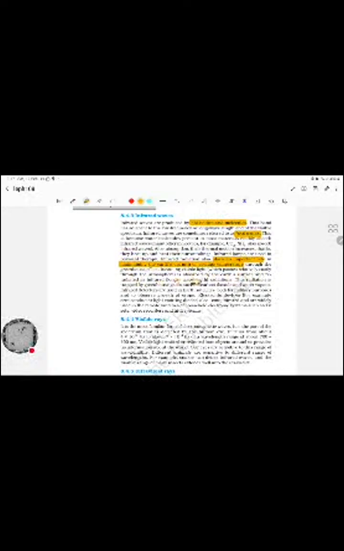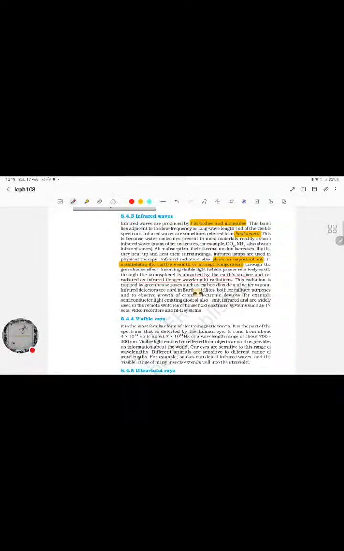Visible light passes relatively easily through the atmosphere, is absorbed by the Earth's surface and re-radiated as infrared radiation, which is absorbed by greenhouse gases such as carbon dioxide and water vapor. Infrared detectors are used in Earth satellites both for military purposes and to observe growth of crops.